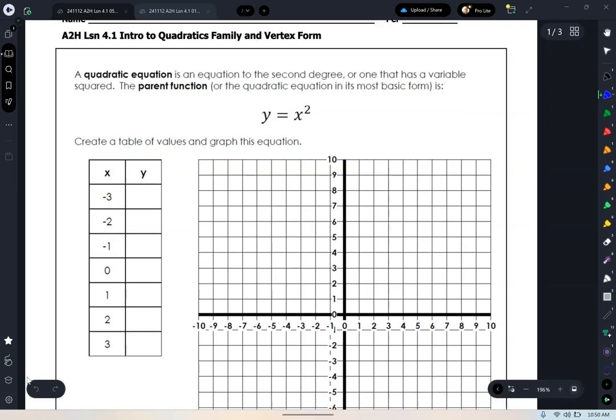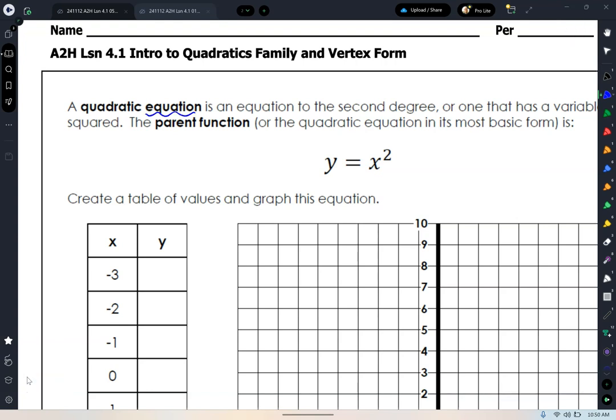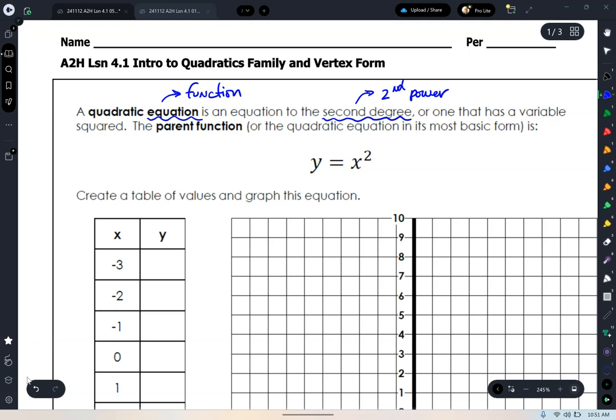So a quadratic equation, I'm going to underline that, which we also could call a function, and that's really the more appropriate language that we're going to use, okay, is an equation to the second degree. This is going to become a very important word for us, which essentially means the second power, because as we get further along into our polynomials, we're going to start structuring our polynomial functions by degree, okay? And so it has one variable that's squared. And so this is what happens with this quadratic family, okay?